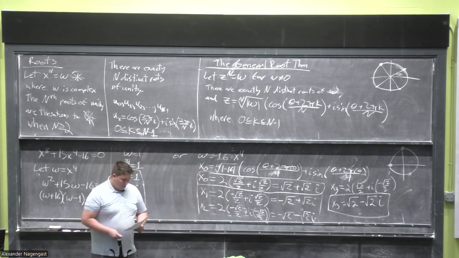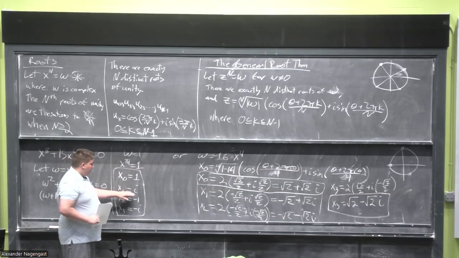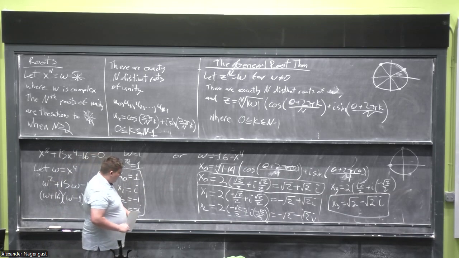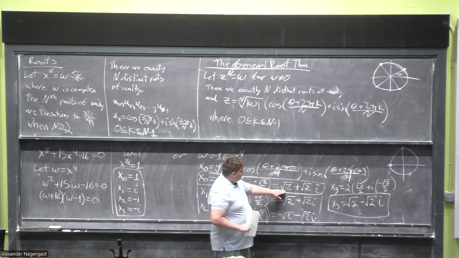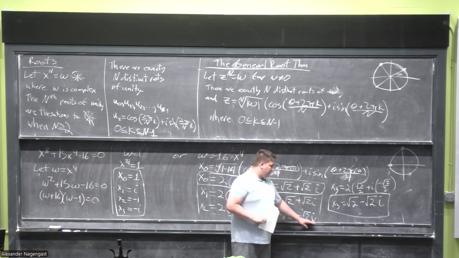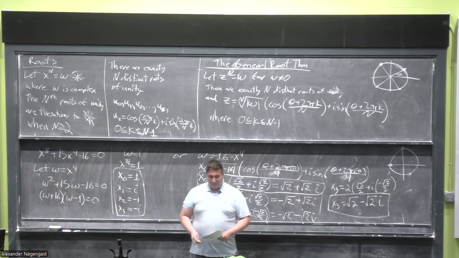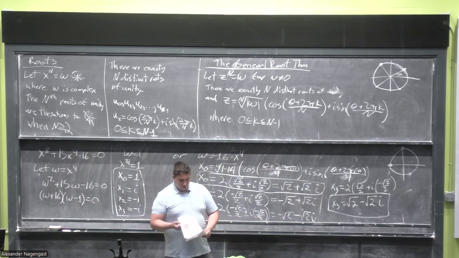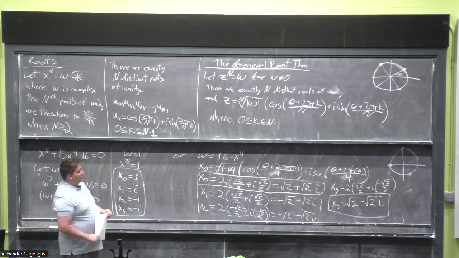So in total, the solutions are 1, i, negative 1, negative i, square root 2 plus square root 2 i, negative square root 2 plus square root 2 i, negative square root 2 minus square root 2 i, and square root 2 minus square root 2 i. This was a longer video, but it's a lot of concepts, especially when we get to the general root theorem.